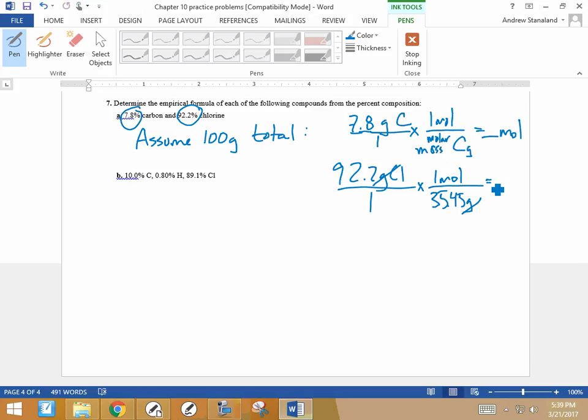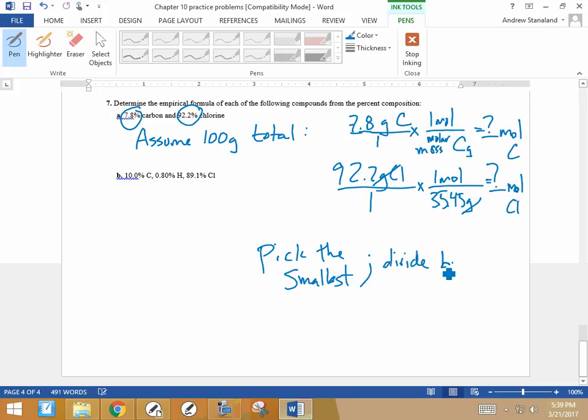My guess is you're going to end up with about 2.5. Let's say you get 2.5 here. And this you're going to end up with something else. You're going to end up with 2 numbers. I'm not going to work them out for you, but what you get here is moles of chlorine, and this is moles of carbon. Now you pick whichever one of these is smaller. Pick the smallest. Then divide both by the smallest.